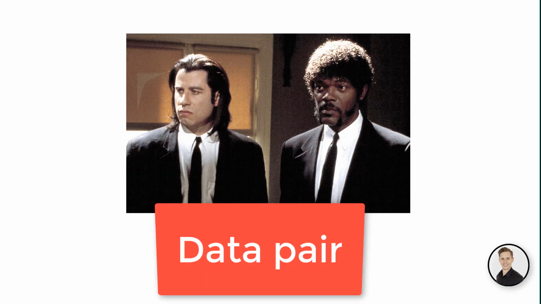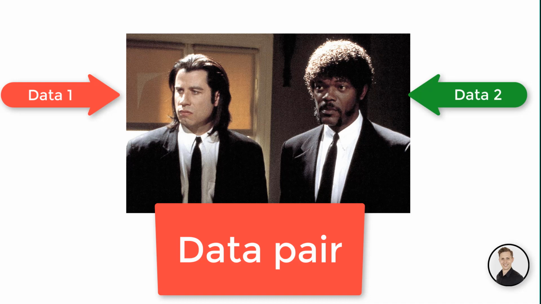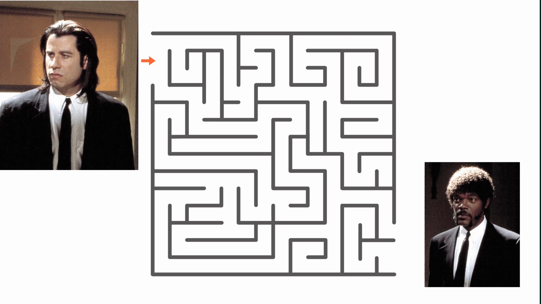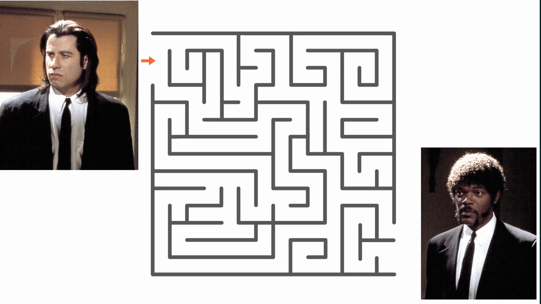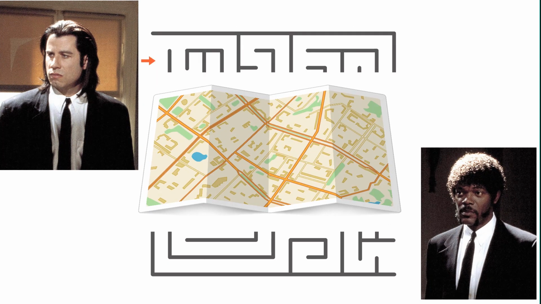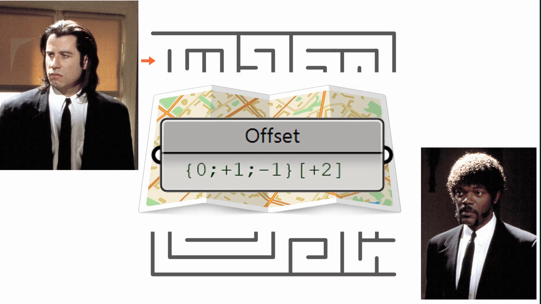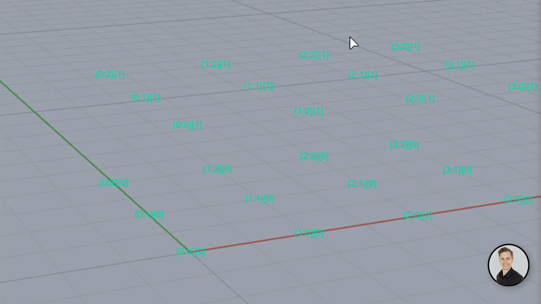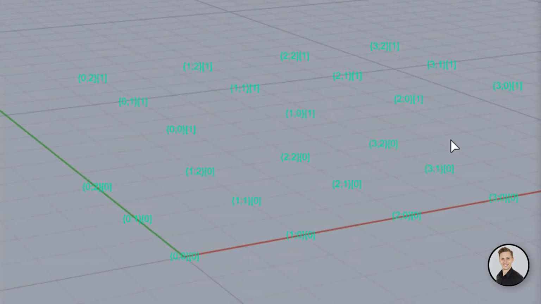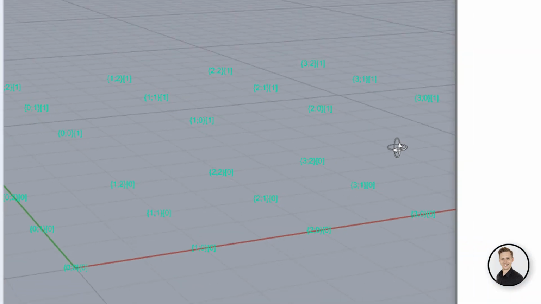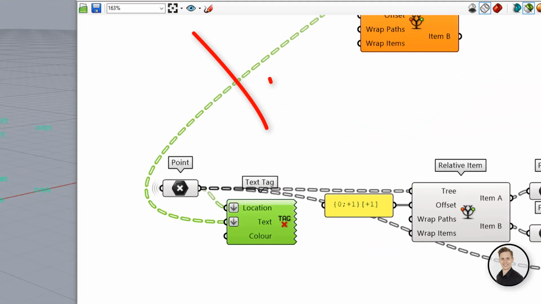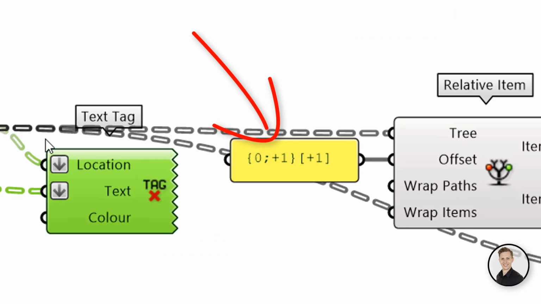The whole point of the relative item component is to create data pairs. Let's go to a practical example and we'll try to find some pairs, in a way that one point from the data tree will find its partner by using a map. And the map in our case will be offsets. On the screen you can see 18 points with the visible position in the data tree. In the panel we have defined the offset. So in this example we are going to offset the first branch by one position and the item by one position.